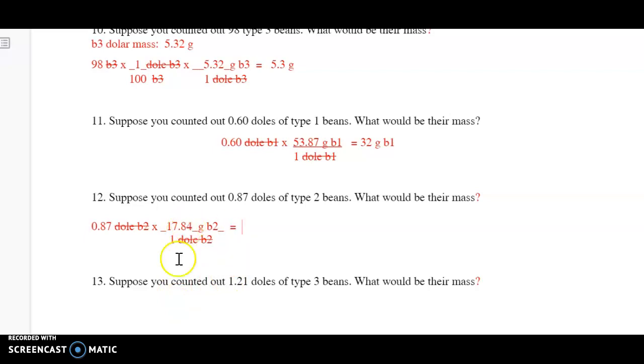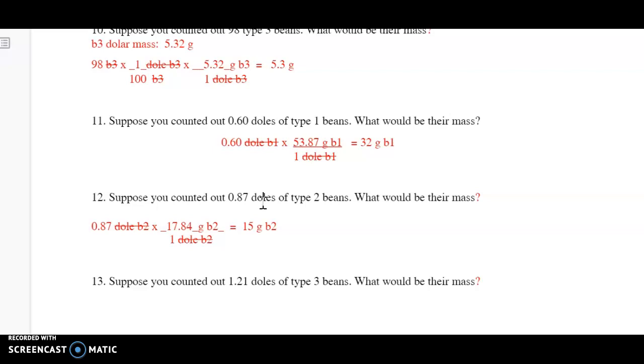And again, we can estimate this one. 0.87 is a number a little bit less than 1. So you're multiplying this by a little bit less than 1. So it's going to be a fraction of it, but most of it. So I'm going to just guess 15 grams of bean 2. And again, you need to do that on your calculator, and you should get an exact solution. In this case, I would probably use 4 digits because we've got 4 digits here. I'm assuming this 0.87 doles is an exact number.